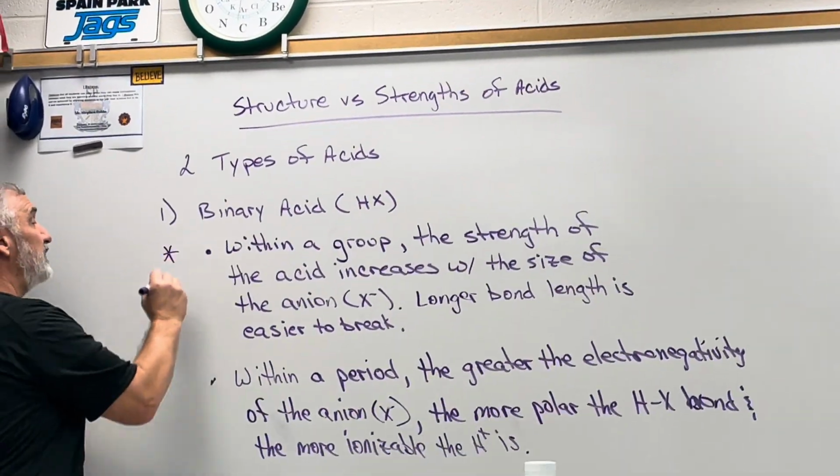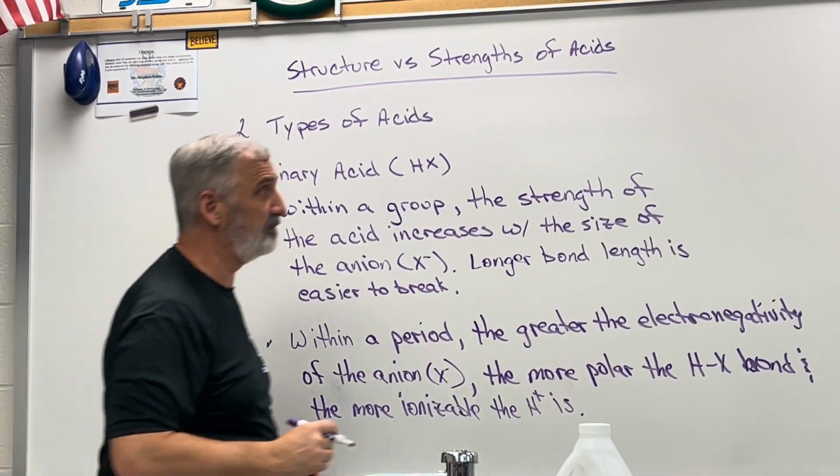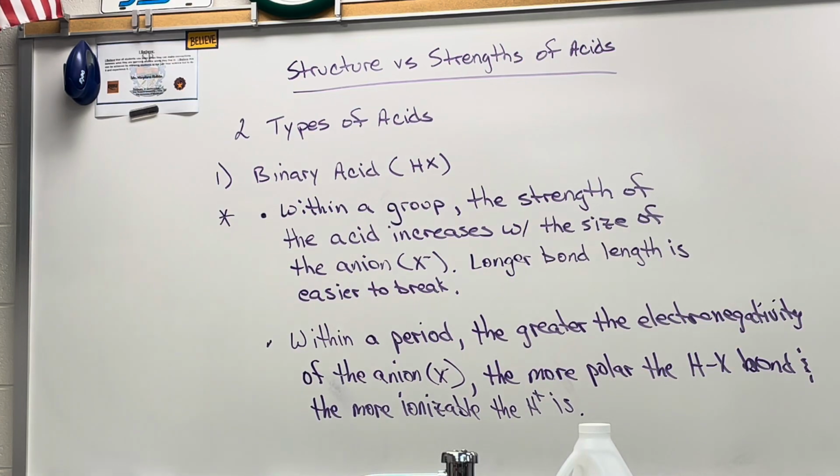All right, so that's the two trends. This is the most important trend. This is what we look at first. This is going to be the most common thing on that trend for binary acids. Now, the other type of acid is what?